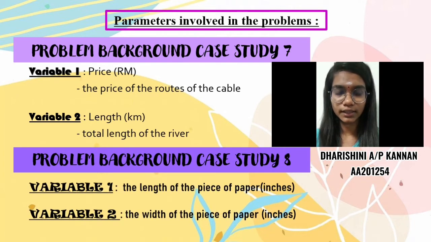On the other hand, in case 8, there are also two variables found with the same unit, which is inches. They are given the length and also the width of the piece of paper to find the least dimension of the paper. That's all about the problem background of this project.